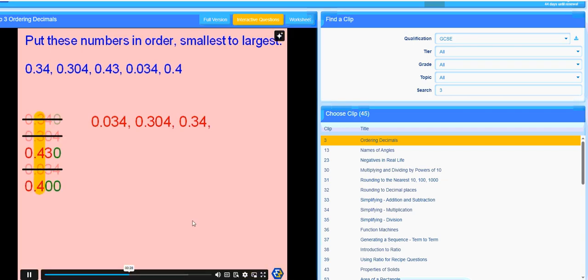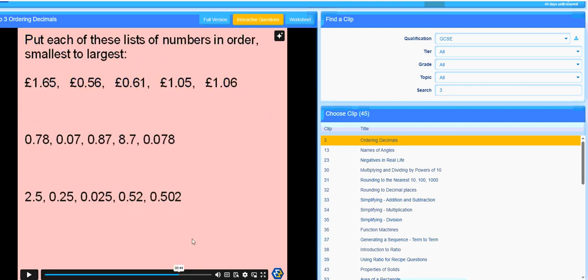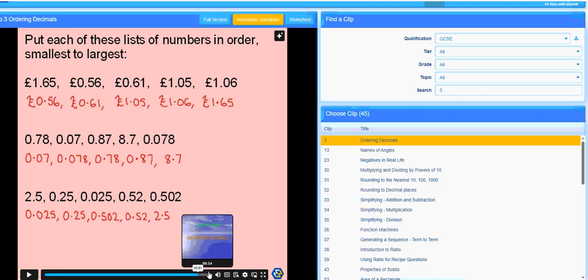Now I've only got 2 numbers left. They've both got a 4 for this digit, so I look at the next digit. So she'll carry on explaining how to do it, and then she'll give some further questions to say, now you try these, and then she'll go through the answers.